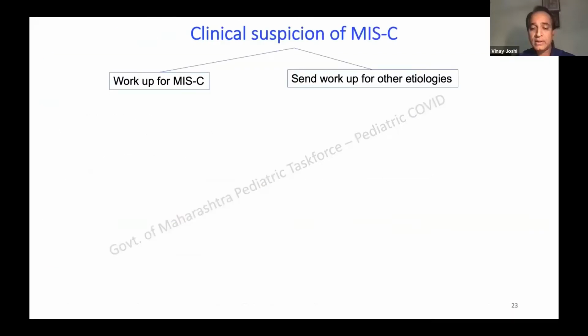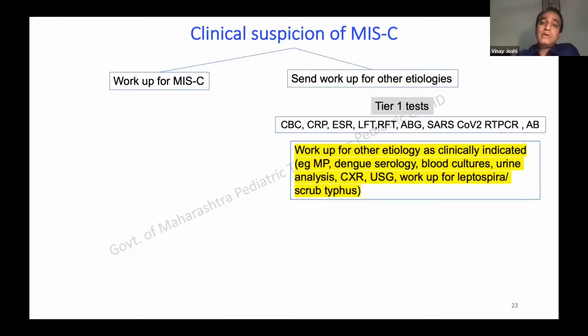So when you have clinical suspicion of MISC, like in this child, how will you proceed? So basically, how will you do the workup of this child? You need to do the workup for MISC if there is a typical presentation, or if the child is in shock with multi-organ dysfunction syndrome or KD-like features, or if the child has mild symptoms, then you need to look for other etiologies along with the baseline investigations. So what are those baseline investigations or the tier 1 tests? We do the CBC, CRP, ESR, LFTs, RFTs, arterial blood gas, SARS-CoV-2 RT-PCR or antibody.